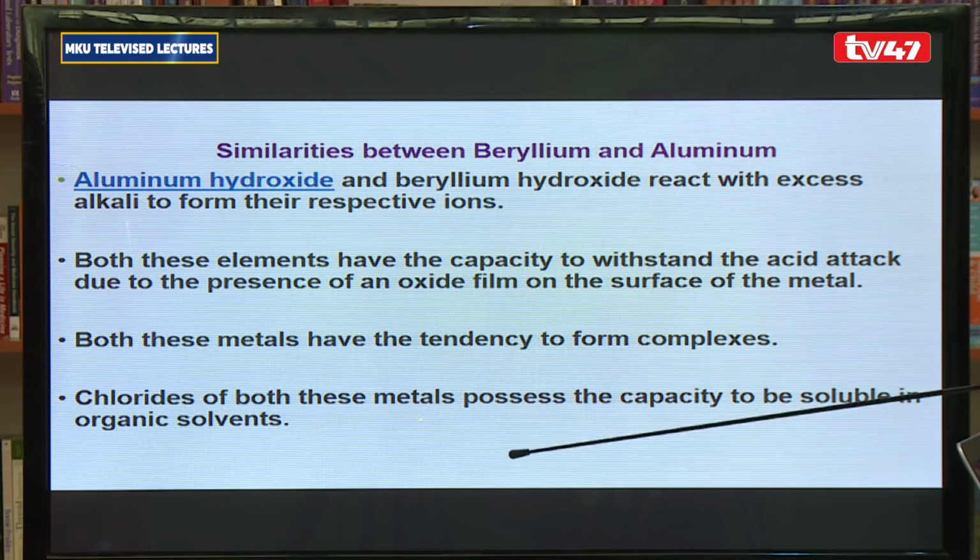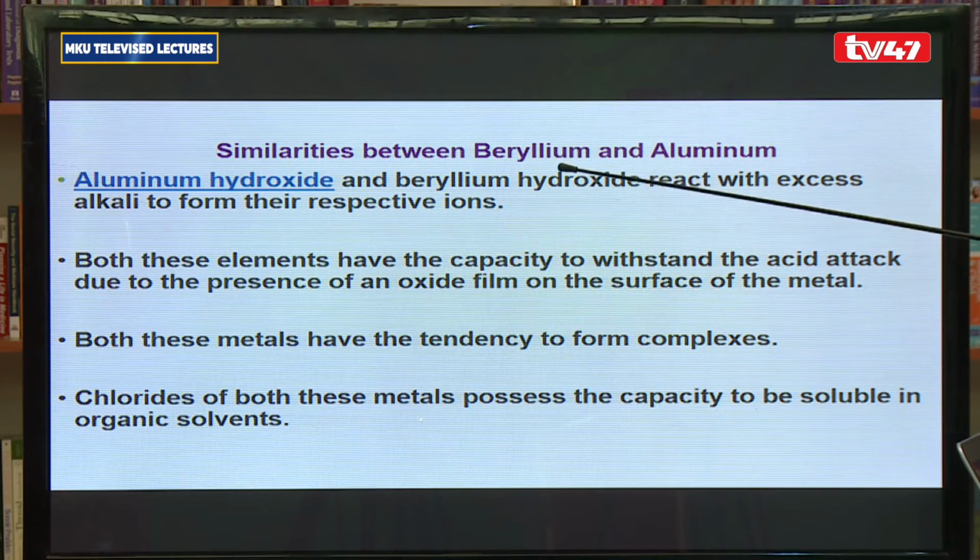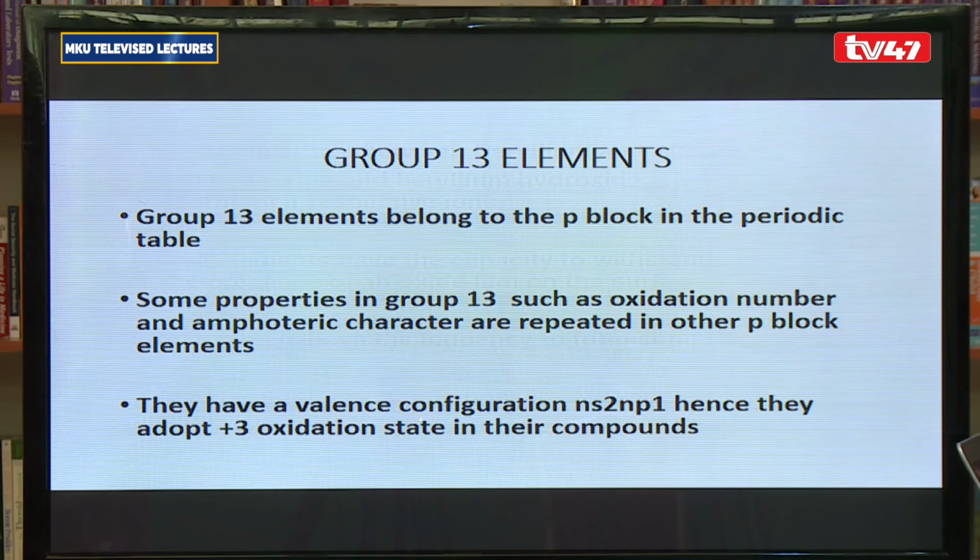The other point is that the chlorides of both these metals are soluble in organic solvents. Remember, beryllium and lithium form covalent compounds. Now, covalent compounds are able to dissolve in organic solvents. So that also tells you that the chloride of aluminium is also covalent in nature. So those are the group 1 and group 2 elements, their general properties.